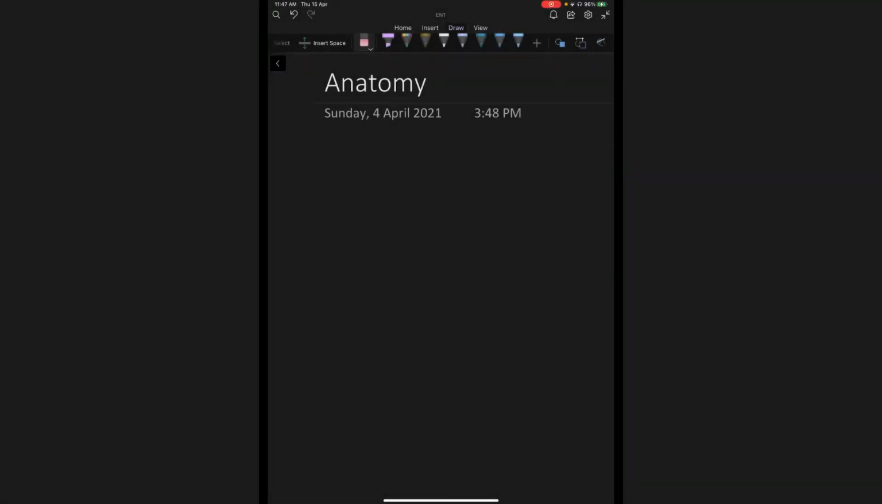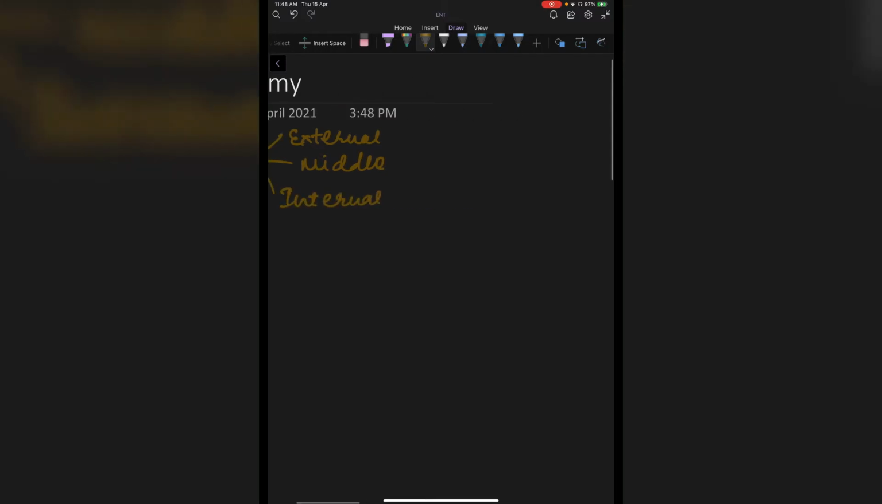Hi everyone. So today we will be discussing the anatomy of the pinna. But before that, let us discuss some basic things. Your ear has three divisions, which are your external, middle, and internal. Your external ear has further got three divisions. Basically, your external ear is divided into your pinna, which is also called your auricle.